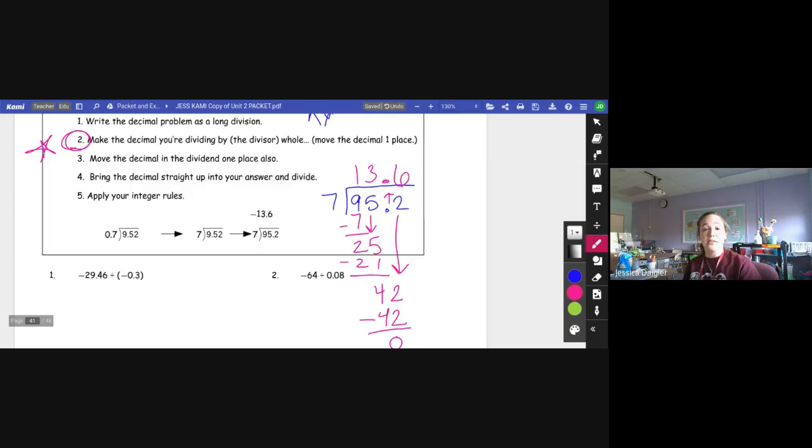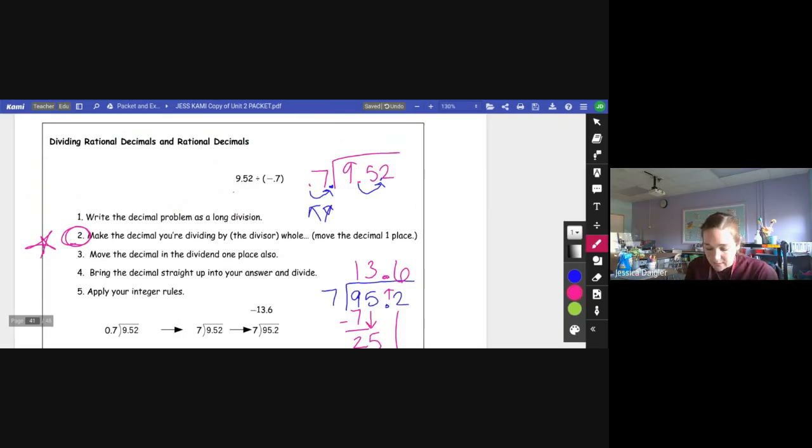Now I'm going to add back those integer rules. If I look back at my question, I had a positive 9 and a negative 0.7. So that's one of each, different signs, which means my answer is going to be a negative 13.6.